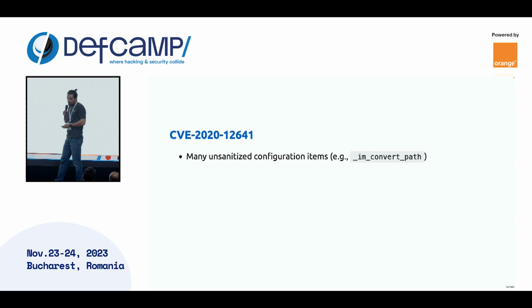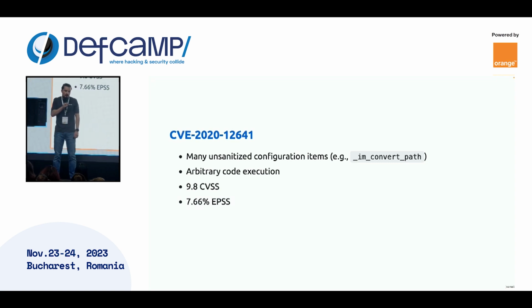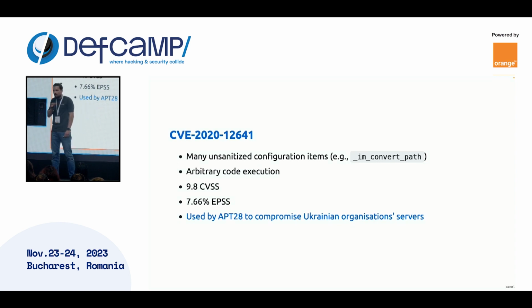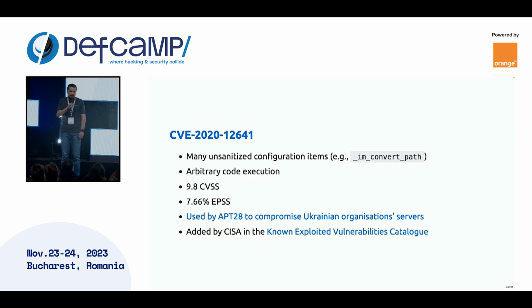This is now CVE-2020-12641. It contains a lot of configuration items, such as the one that I already presented, and it leads to arbitrary code execution. It has a high CVSS score, namely 9.8, which categorizes this vulnerability as critical, and it has an EPSS of 7.6, which is really high. It was used in practice by attackers, namely APT28, to compromise some servers of Ukrainian organizations, and it was added by the American CISA to the Known Exploited Vulnerabilities catalog.